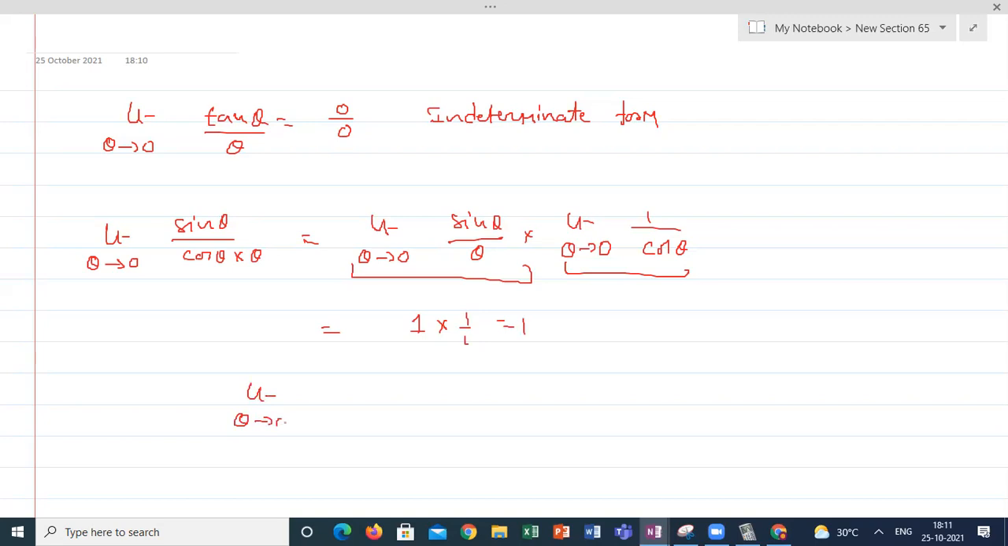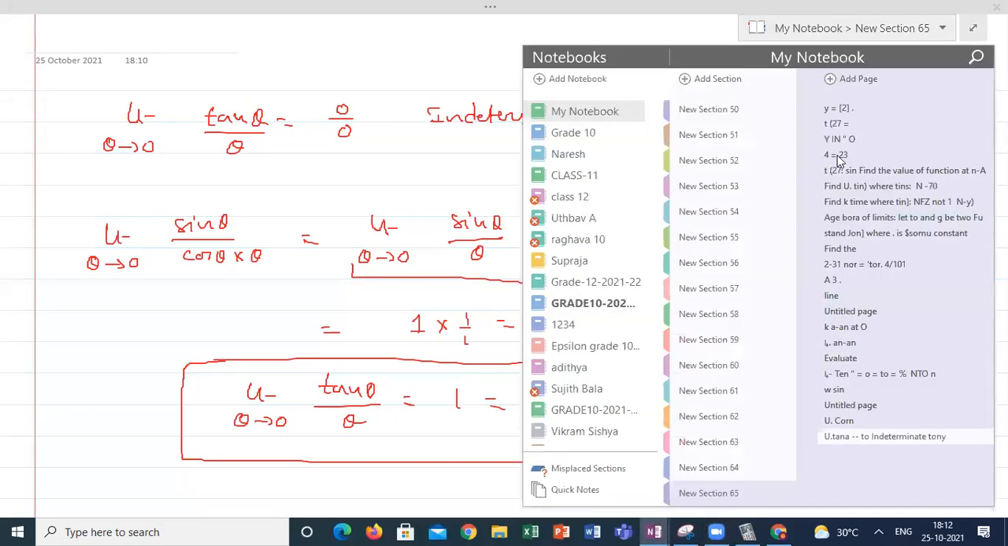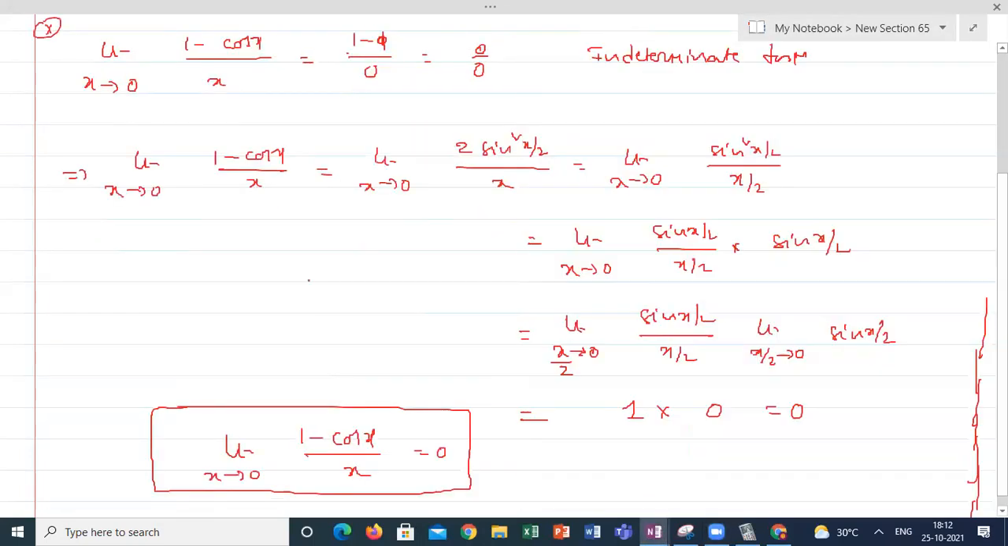So limit theta tends to 0, tan theta by theta is equal to 1, which is equal to limit theta tends to 0, sine theta by theta. Both are the same, which is equal to 1. If any expression is in this format, straight away you can say the limit of the function is 1. So this is my previous slide.